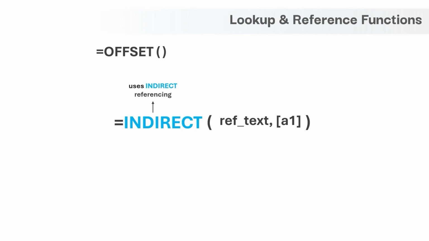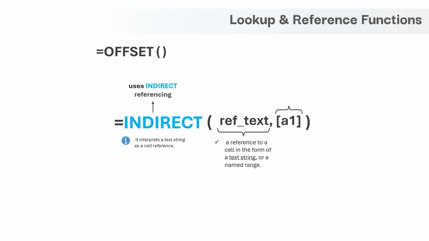Moreover, these indirect references won't change when new rows or columns are inserted or deleted in the worksheet. This function interprets a text string as a cell reference. This is very important, and that's the only input we provide for the first argument. The ref_text takes a reference to a cell in the form of a text string or a named range.